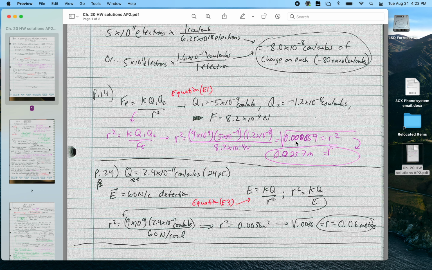R squared is 0.000, I think is 659, maybe. And then take the square root of that, and it's 0.0257 meters or 2.57 centimeters. I'd leave it in meters. So that's the distance between those two.